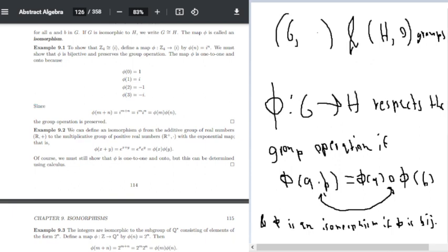Since phi of m plus n is equal to i to the m plus n, equals i to the m times i to the n, equals phi of m times phi of n, the group operation is preserved. Notice that we've changed this addition here to a multiplication.